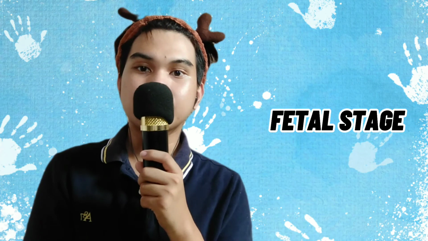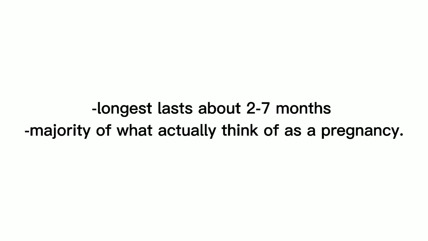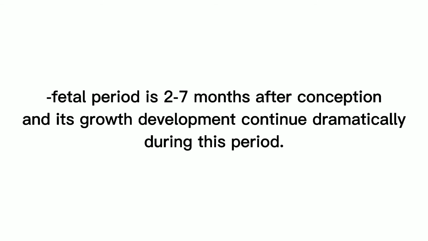And the last period is the fetal period. So far, the longest, it lasts about 2 to 7 months. This is the majority of what you actually think of as pregnancy. The fetal period is 2 to 7 months after conception, and growth and development continue dramatically during this period.